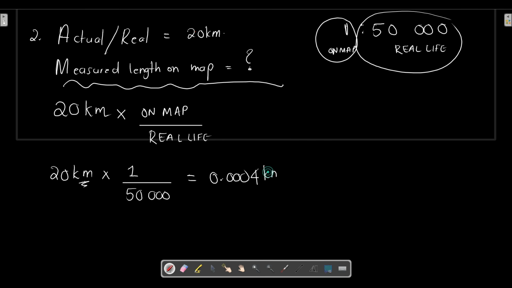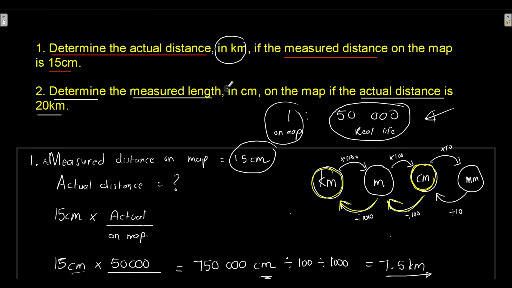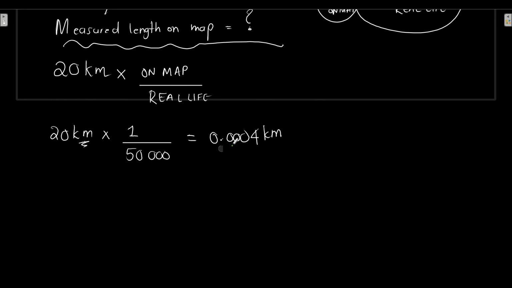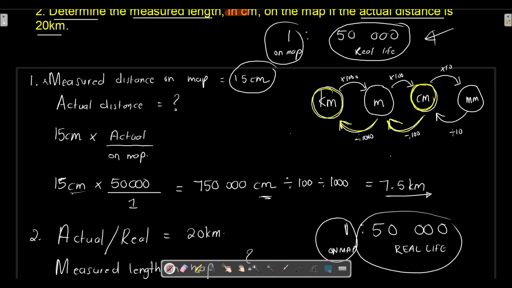0.0004 kilometers. So that is the measured length on the map in kilometers. However, the question asked us to determine the measured length in centimeters. So we need to convert the measured length from kilometers to centimeters. What do we use to help us convert? We use a diagram.